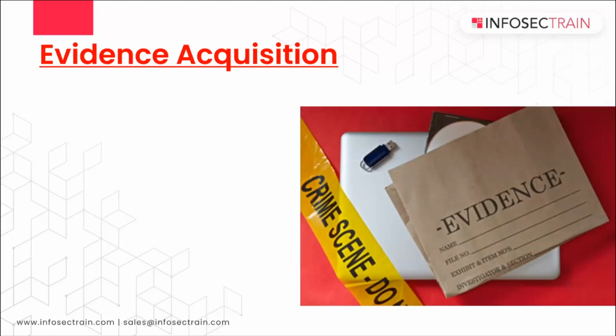So let's understand this evidence acquisition in brief by understanding the process of it. As we know, the first step is going to be to identify and document the evidence. This step is to identify and document the evidence to be collected, including its location, type, and format. This may involve interviewing witnesses, examining physical devices, and analyzing network logs, right?